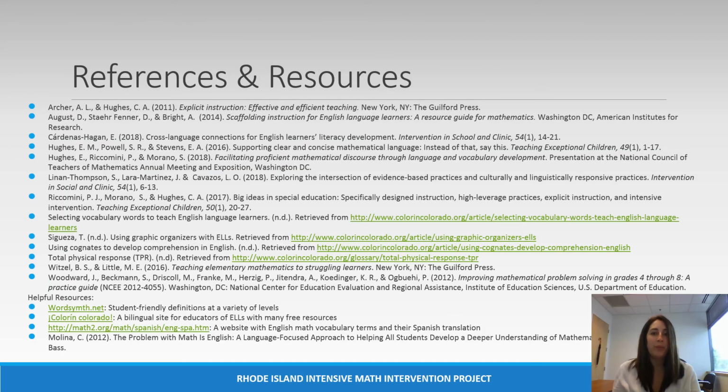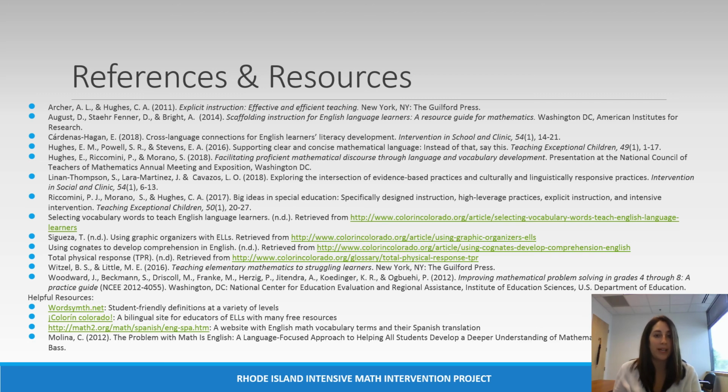This learning module was informed by a variety of articles, books, and websites, all of which are listed below. I've also identified a few helpful resources that you may not be aware of. Wordsmith.net is a useful website that provides student-friendly definitions at a variety of proficiency levels, including beginner, intermediate, and advanced. Colorin Colorado is a bilingual website with many free resources. Several articles were used from their website in the creation of this learning module.